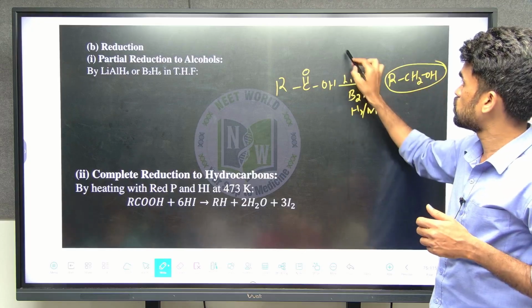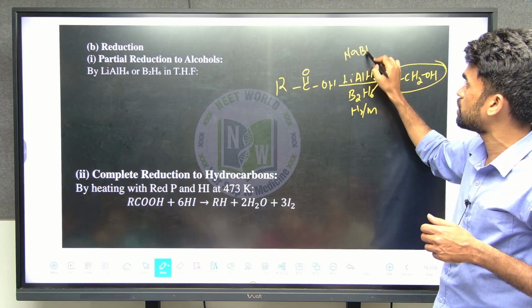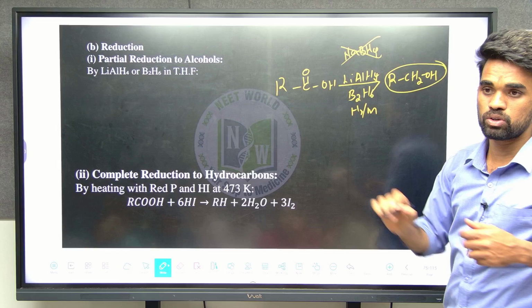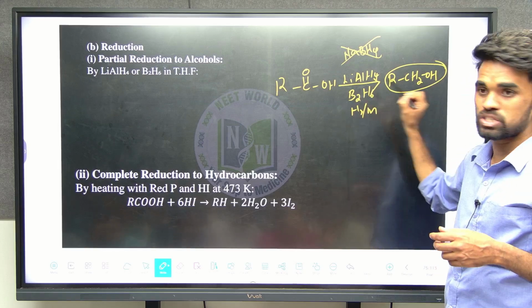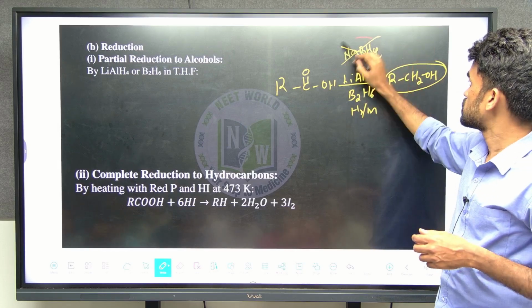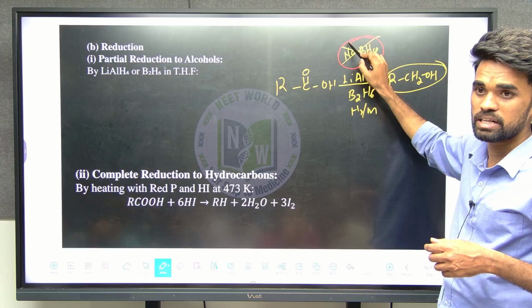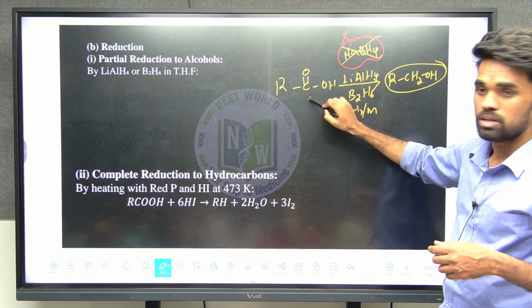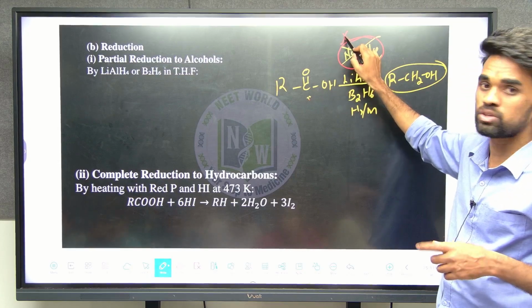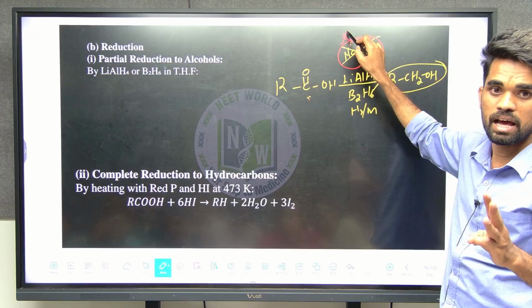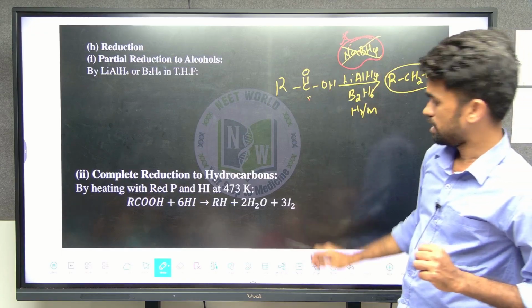But if I use sodium borohydride, is there any use here? No use. So it will not do this reaction. This is a selective reduction. Sodium borohydride is a weak reducing agent. It cannot reduce carboxylic acid. It can only reduce aldehydes, ketones, and acid halides. Okay, right. The next one.